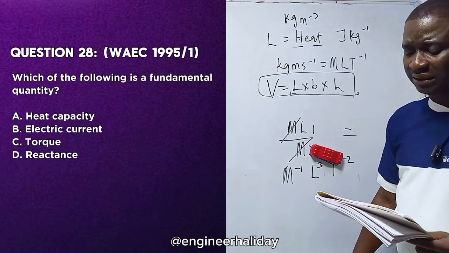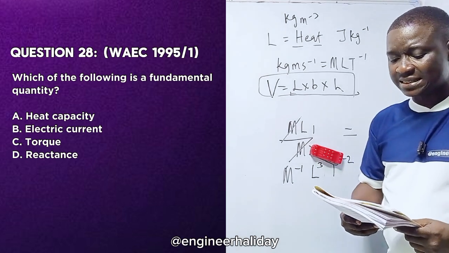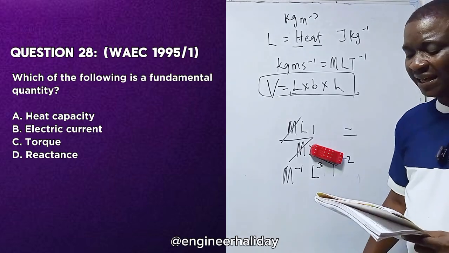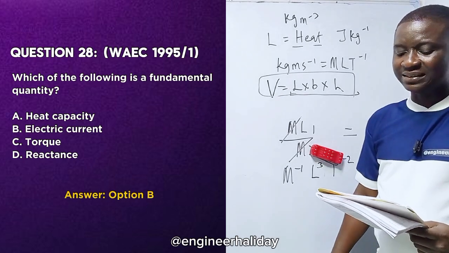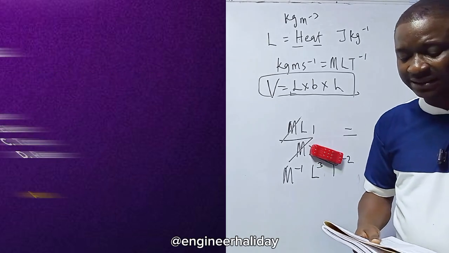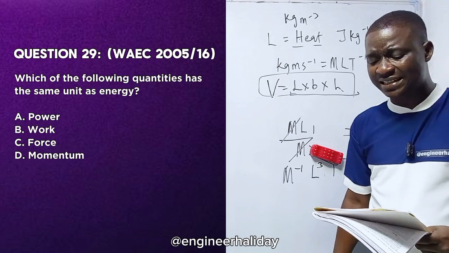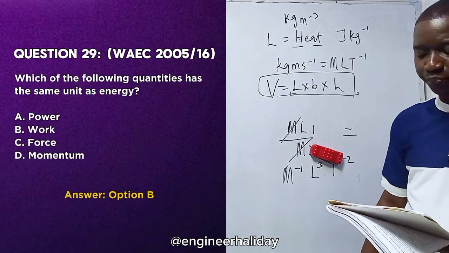Which of the following is a fundamental quantity? A says heat capacity. B, electric current. C, torque, and D, reactance. The answer is electric current. Number 28. Which of the following quantities has the same unit as energy? The energy is the same thing as work, which is option B.